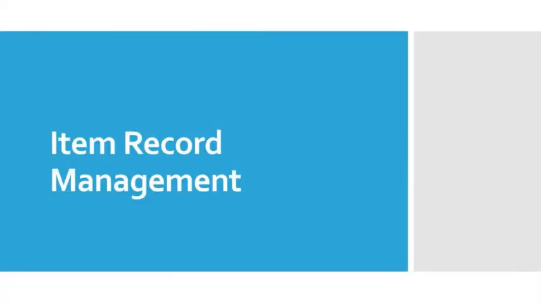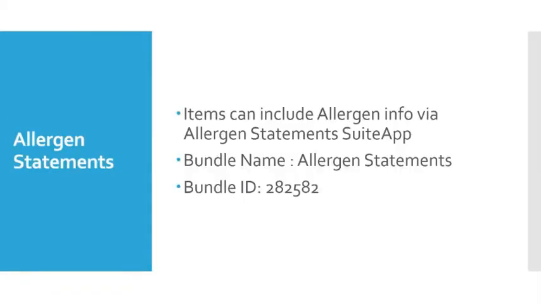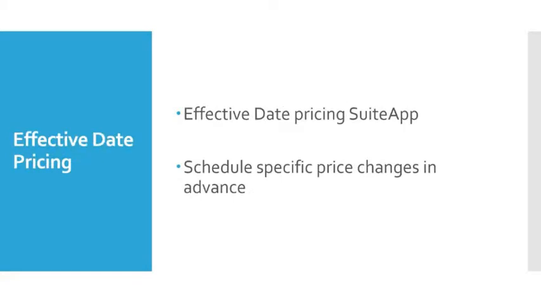Now a couple of minor enhancements to item record management. For those of you working in the food and beverage industry, you can now use the Allergen Statements Suite Bundle, which will allow you to include allergen info on the item record. Some of you may be interested in the Effective Date Pricing Suite app, which will allow you to schedule specific price changes in advance.